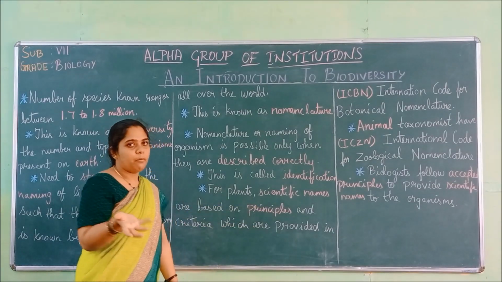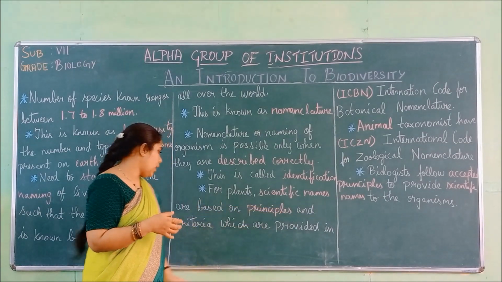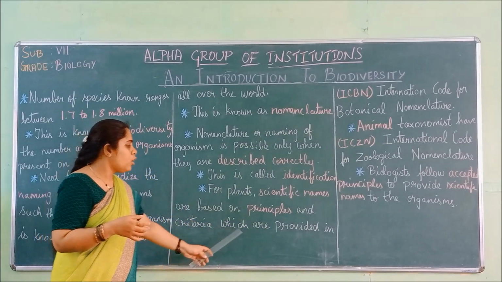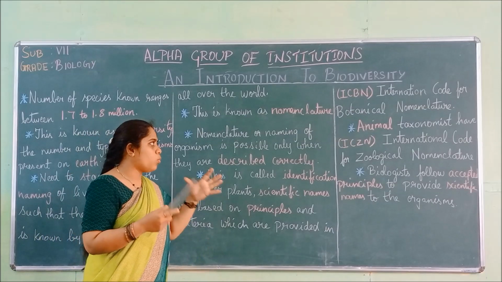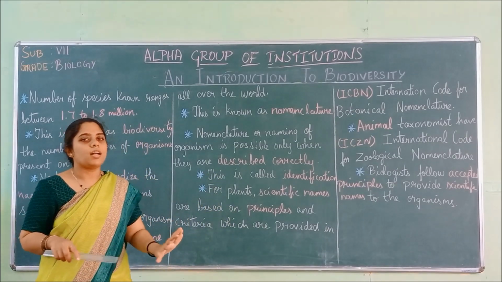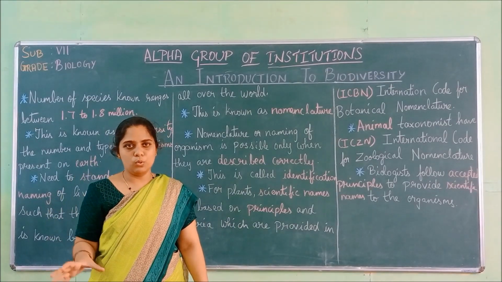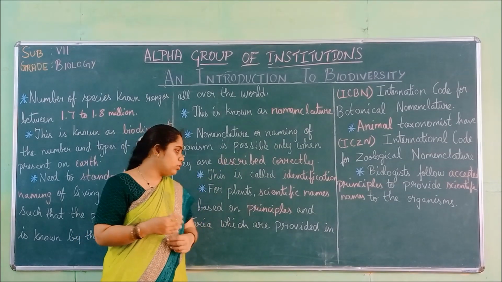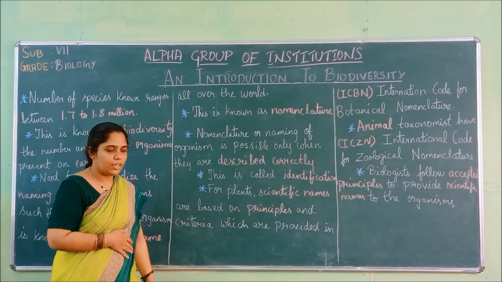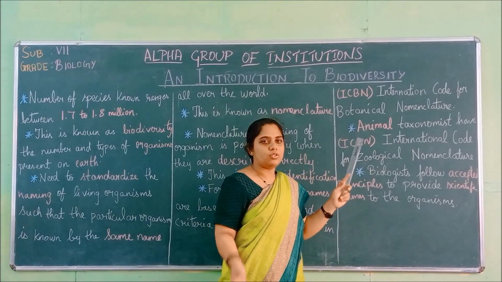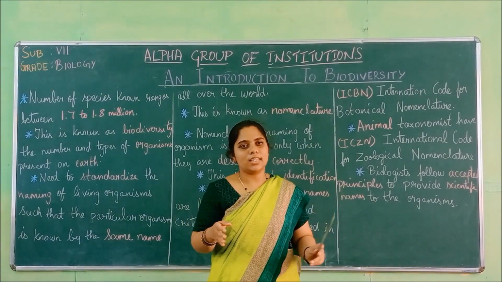So those scientific names I told you about, those scientific names for plants, we are talking about plants. For plants, the scientific names are based on the principles and criteria which are provided in ICBN. So what is ICBN? ICBN is an organization. What it does is give scientific names to the plants based on their description. They have certain rules to name the plants. So they follow all those principles and criteria, and based on the appearance of the plant, they name all the plants that are identified. So that is the work of ICBN.